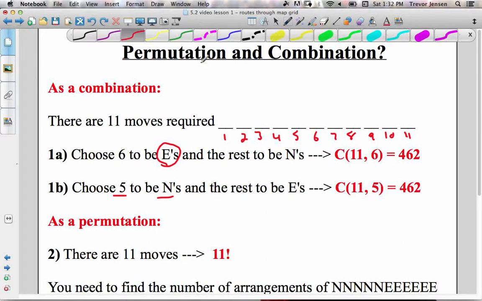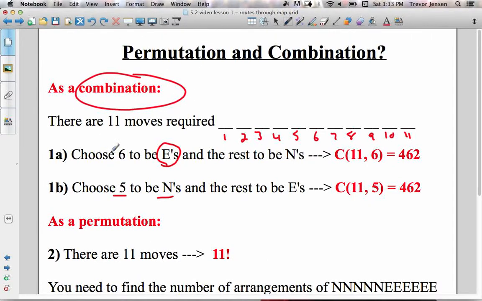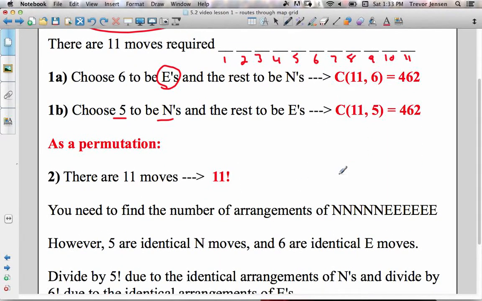Okay, so that's one way to figure out the number of routes through a map grid. You could think of it as a combinations problem and figure out how many groups of 6 of the 11 could be east or how many groups of 5 of the 11 could be north. Either way, same answer. The other way you could think about it is as a permutation.